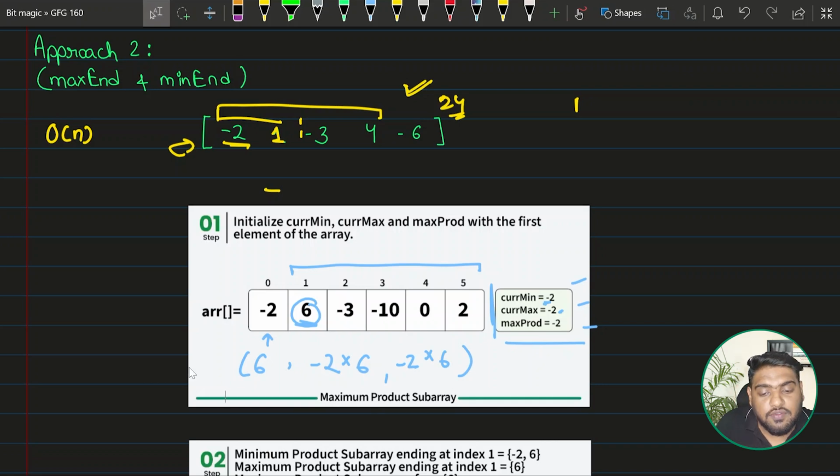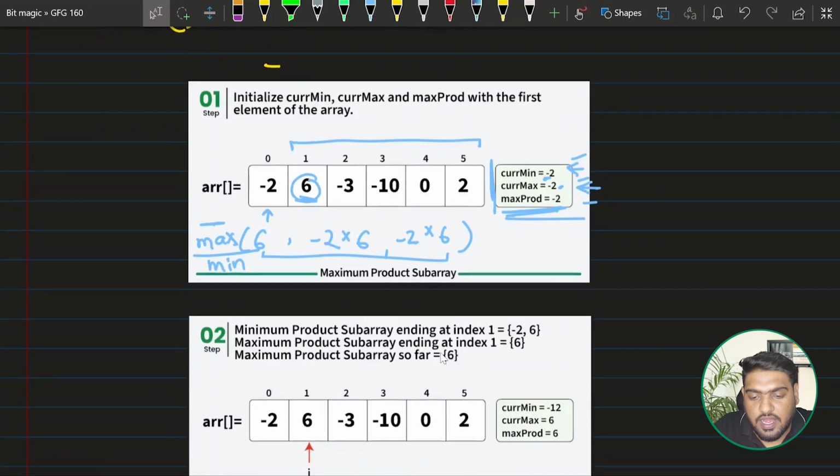Out of these three, we first need to find the maximum, so that whatever we get, we can put that in the current maximum for the next ith value. And we will take the minimum out of these three values so that we can put that in the current minimum for the next ith value. Once we are done with that, we also need to keep in mind that when we are choosing the maximum of this, using the current maximum value, we are also maximizing the variable max product.